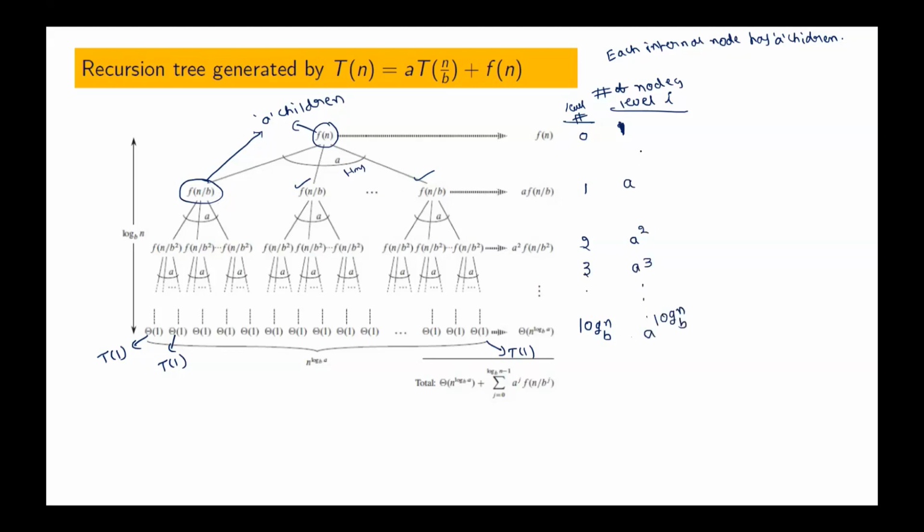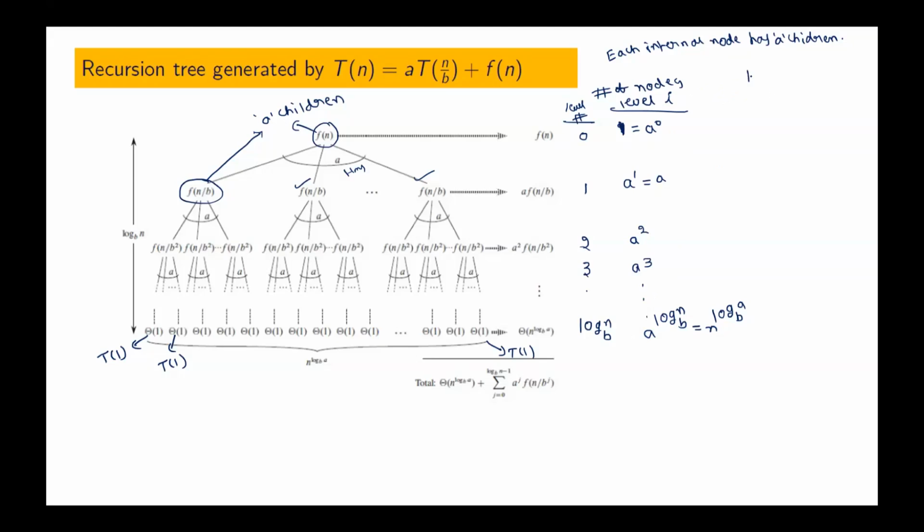We can generalize. This is a power 0, this 1 is a power 1, 2 is a square, 3 is a cube, and log n base b is a power log n base b. Is that okay? This is the same as n power log a base b. Is that correct? Yes, sir. So the number of nodes at level i is this.